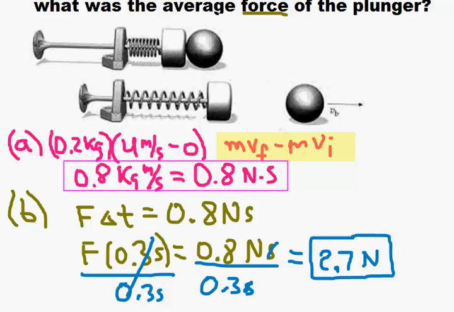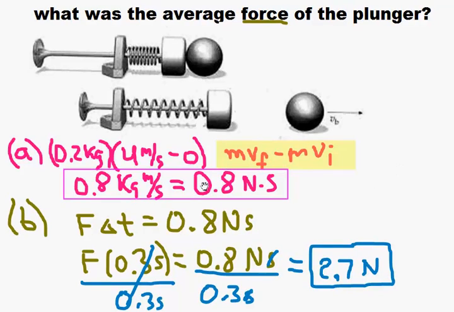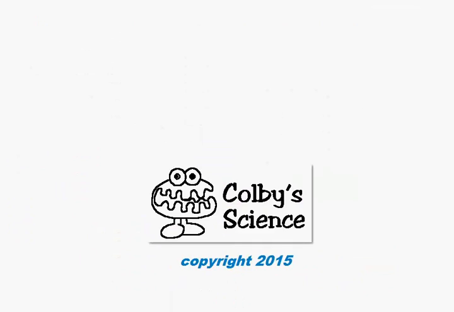newtons. You can see that this is not real tough, but it can get confusing because there are basically so many options that you might have to use. First, I found the impulse by knowing the change in momentum. That gave me the impulse. And then, once I knew the impulse and I knew the time, I could solve for the average force. It took 2.7 newtons.